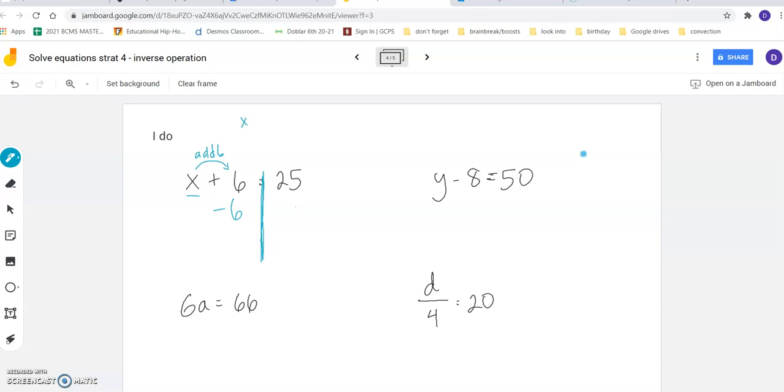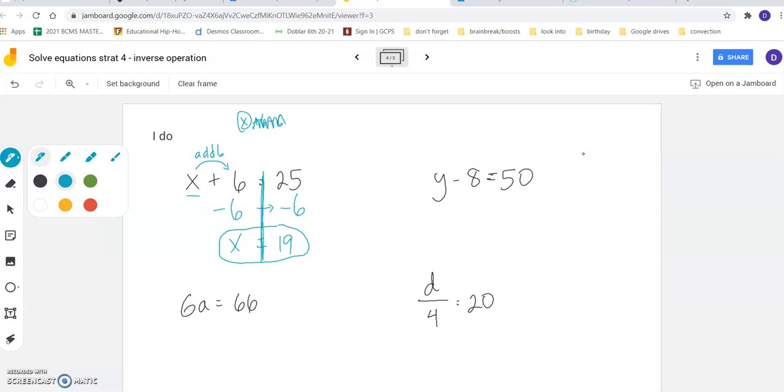Because if you had some number and you added 6 to it, and you took 6 away from it, these cancel out, and you're left with nothing but that number. So x plus 6 minus 6 leaves me just x and nothing else on this side of the equation. The only catch is I have to do that on both sides. So if I subtract 6 on this side, I subtract 6 on this side, and then 25 minus 6 is 19. And that's my answer, x equals 19.